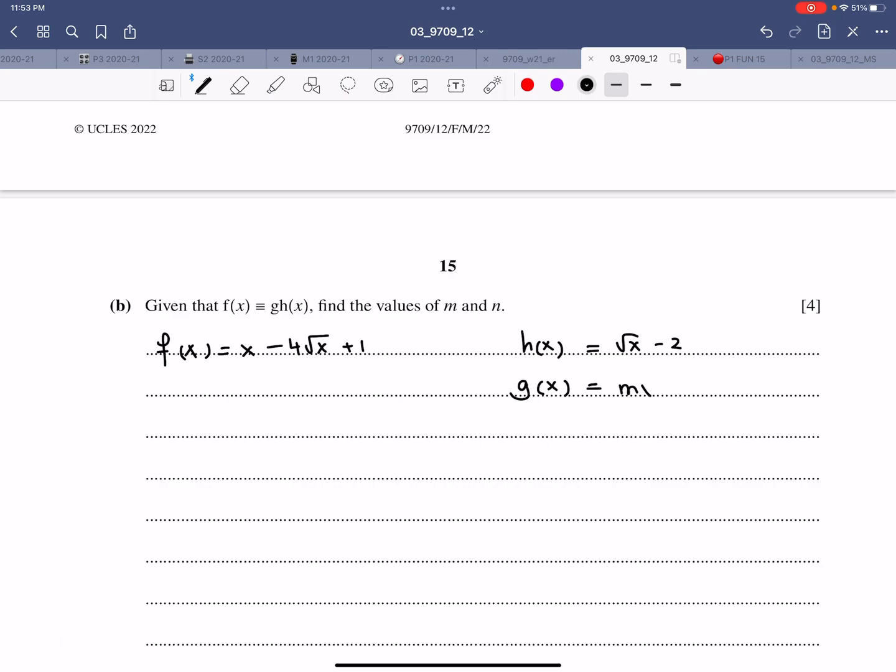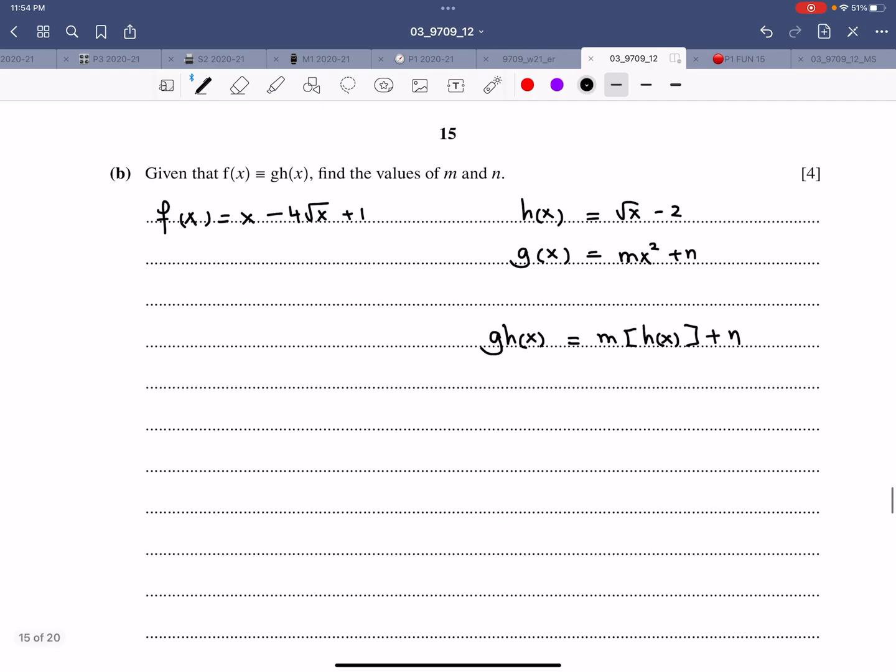Now what is it saying? That this composite function GH(x), so evaluate GH(x): the expression that is m, and instead of x you have h(x) plus n. So therefore this is m, and this is root x minus 2 plus n. So therefore GH(x), and this is a square, keep that in mind. This is m, this is too much of surds.